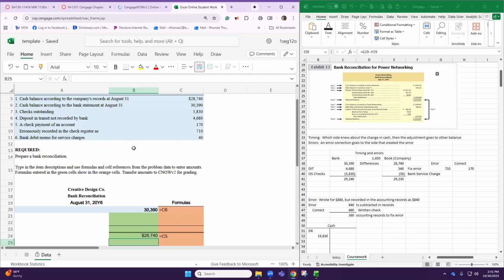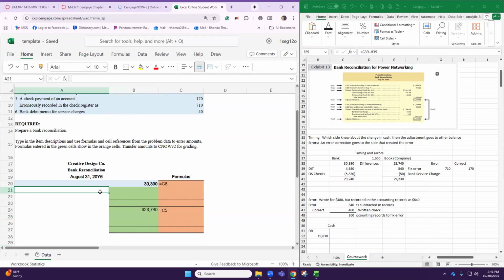So, okay, so there's our beginning balance. So then remember, we're going to put additions in. So let me just put bank balance here.